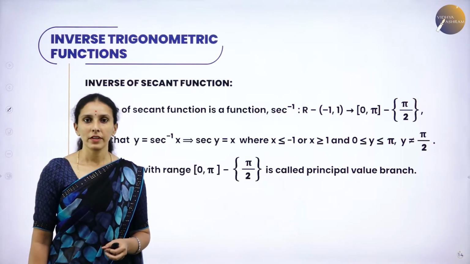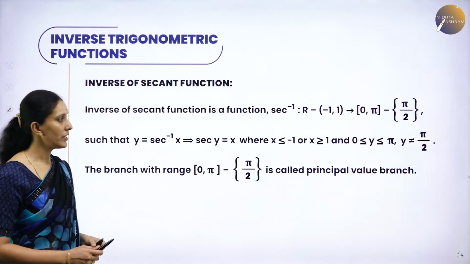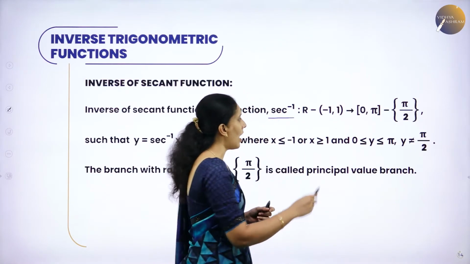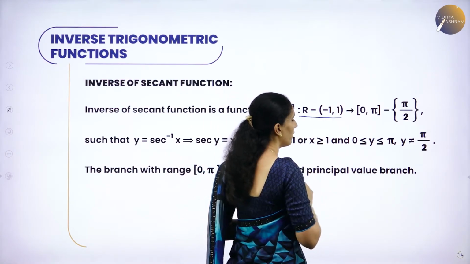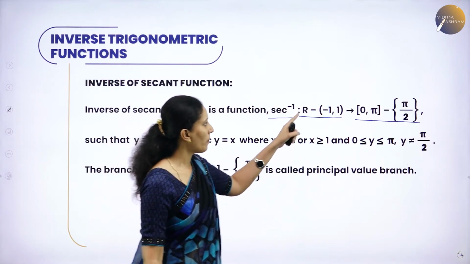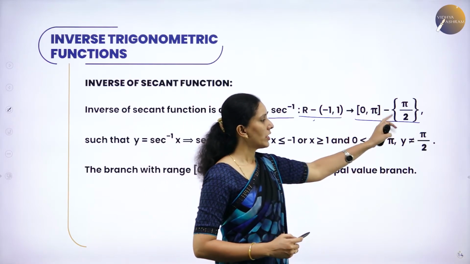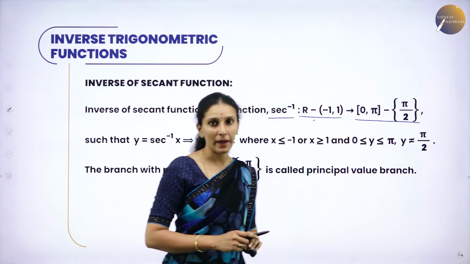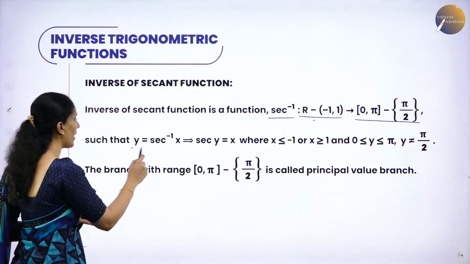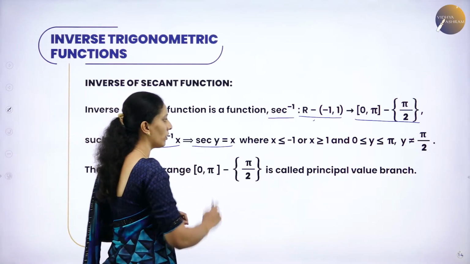Next one, the inverse of a secant function. The inverse of a secant function is thus defined in the form of secant inverse from R minus (minus 1 comma 1) to 0 comma pi minus pi by 2. That means the domain should not take the values from minus 1 comma 1 and the range does not contain pi by 2. So how do we define this function? We define y is equal to secant inverse x such that secant y is equal to x.